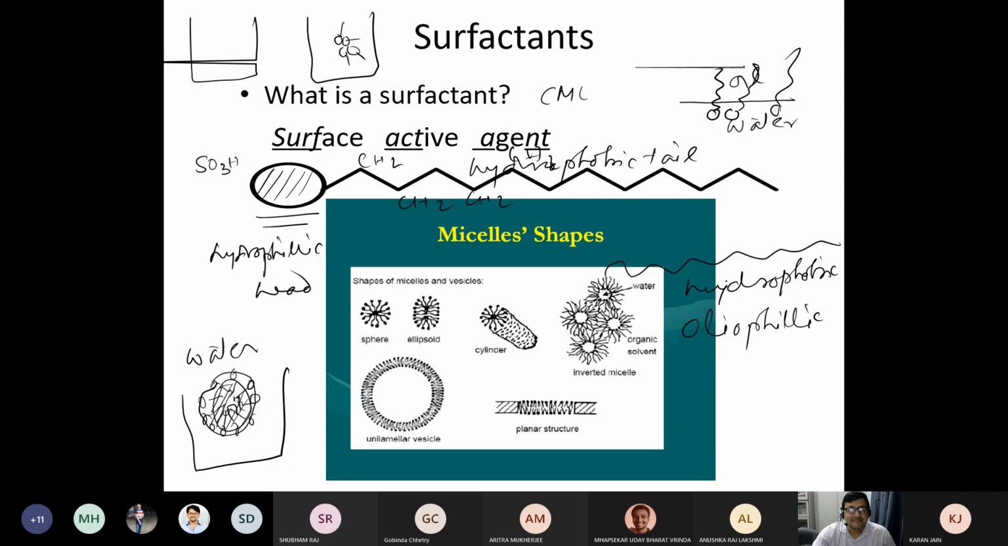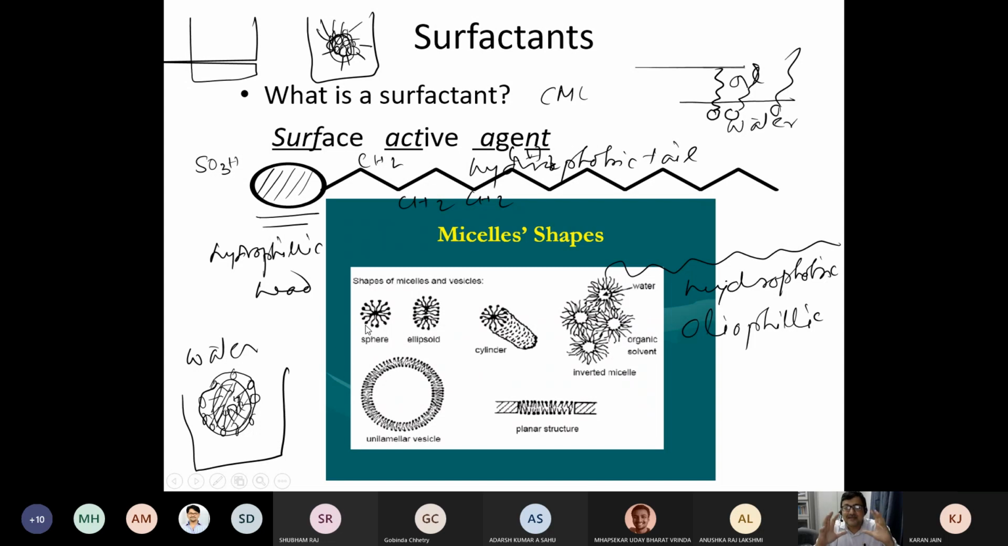So heads will be inside and the tails will be outside. You may see that a reverse micelle formation will take place where the heads, the hydrophilic part, will be inside the water and outside there will be oil. So you can see that in water, suppose inside there is water, it will be something like this, whereas if outside water is there, it will be like that.